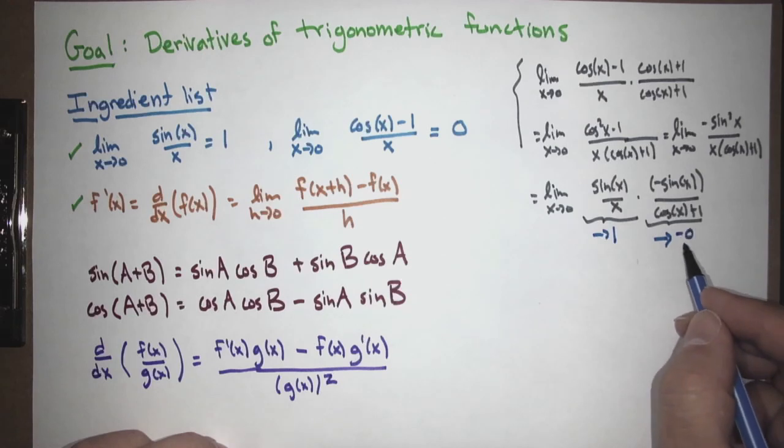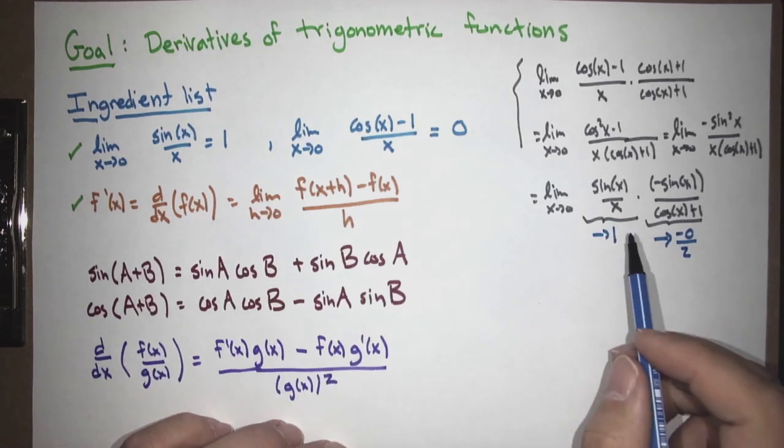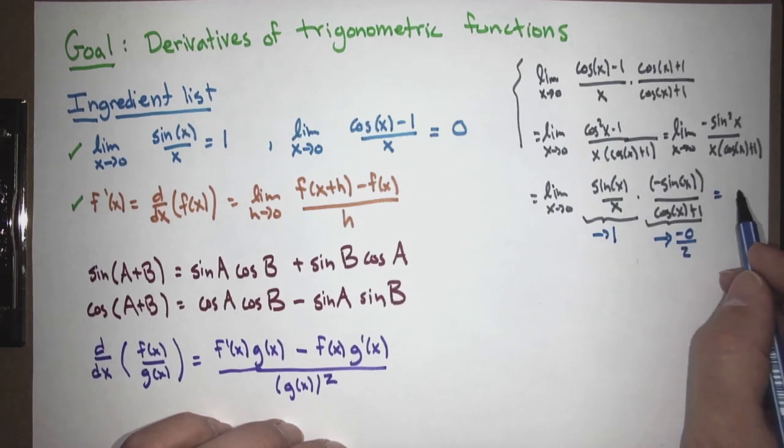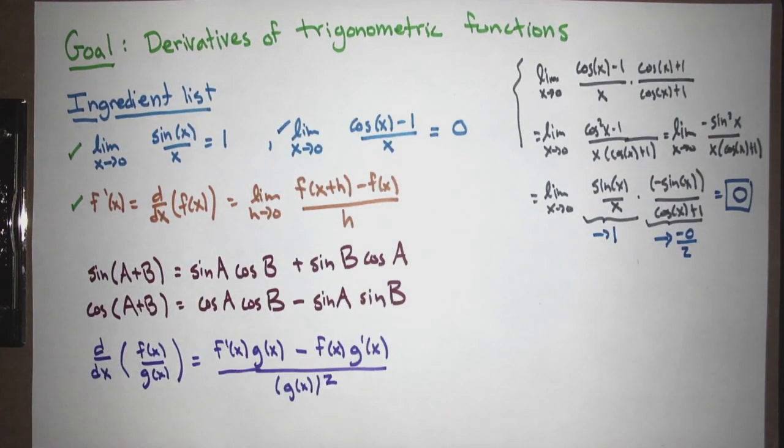Upstairs, you get negative 0. Downstairs, you get 2. And 0 over 2 means 0. 0 over 0 means more work. 0 over something non-zero is like, woohoo, we're done. Okay, so we get positive 1 and 0. Multiply those together, we get our answer, which is 0. So, okay, there's the justification for that limit.